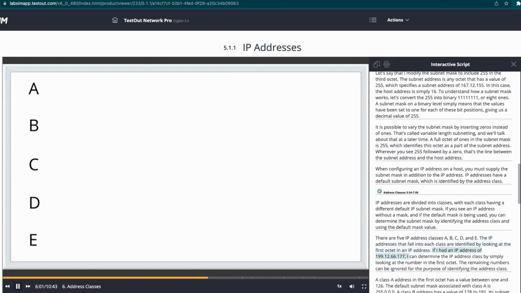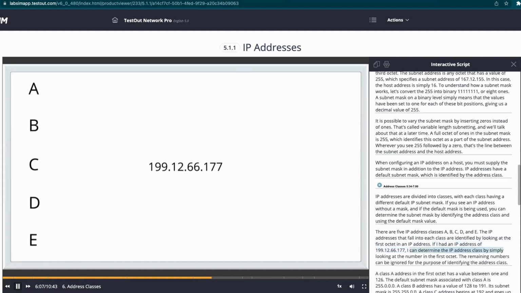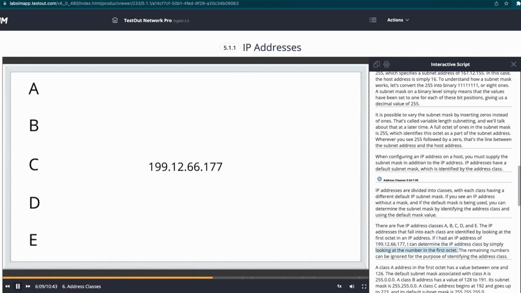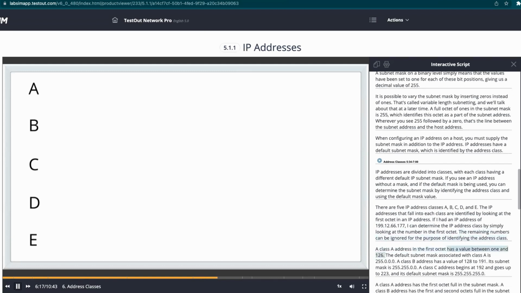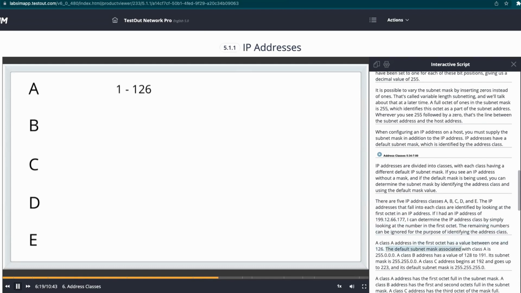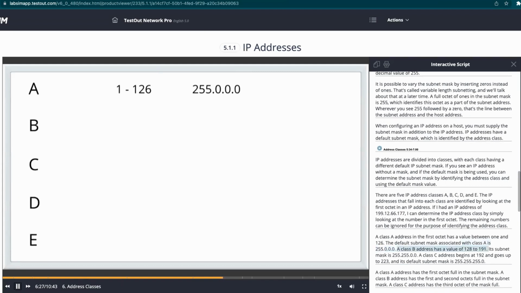If I had an IP address of 199.12.66.177, I can determine the IP address class by simply looking at the number in the first octet. The remaining numbers can be ignored for the purpose of identifying the address class. A Class A address in the first octet has a value between 1 and 126. The default subnet mask associated with Class A is 255.0.0.0. A Class B address has a value of 128 to 191.